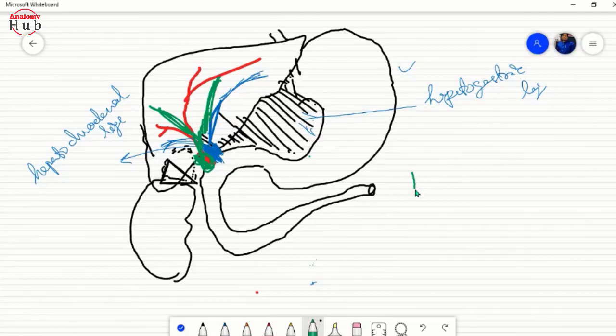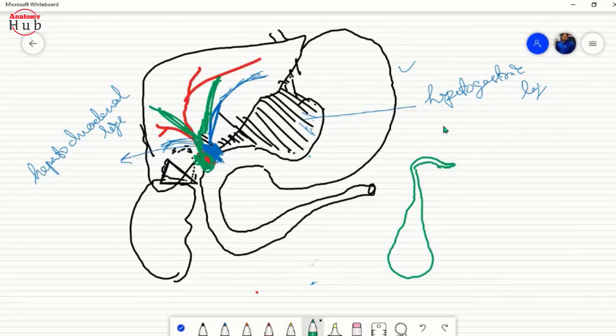Now here you see there is the presence of the gallbladder. This is the neck of the gallbladder, this is the body of the gallbladder, this is the fundus of the gallbladder. Right. And here it makes a duct, so this duct is your cystic duct. This is your cystic duct.